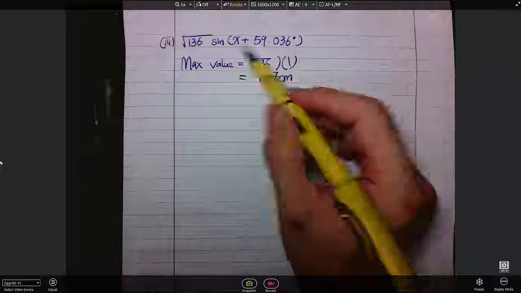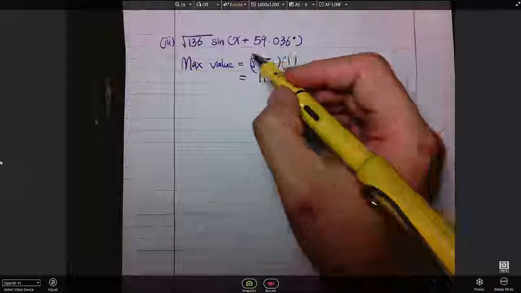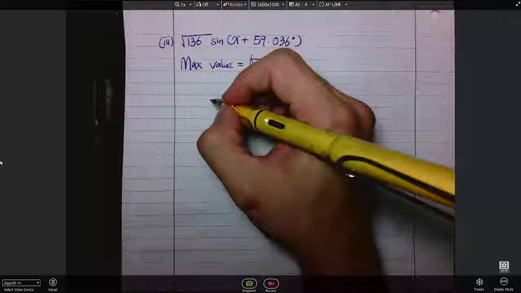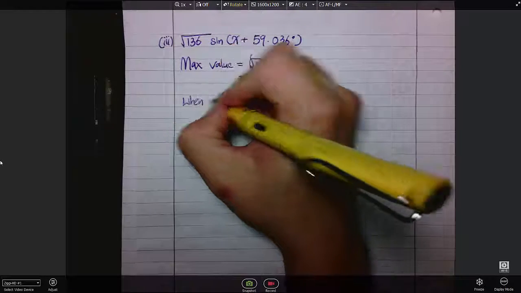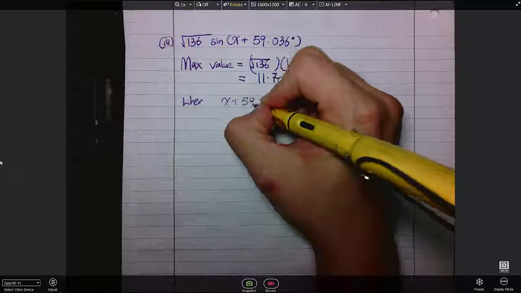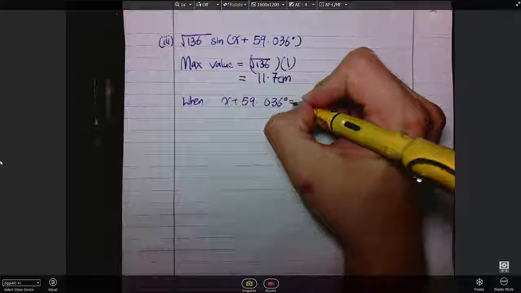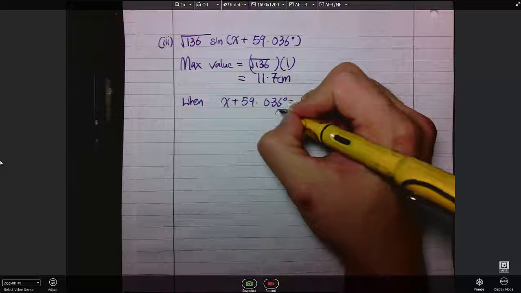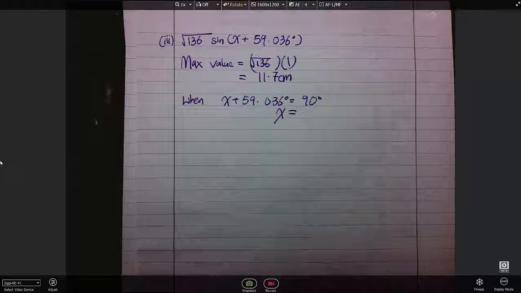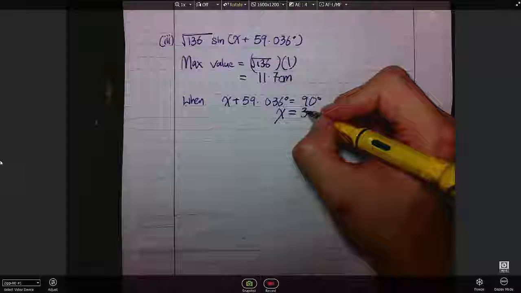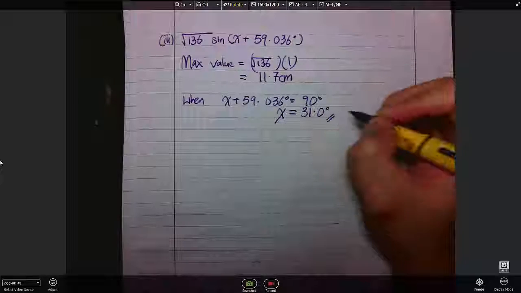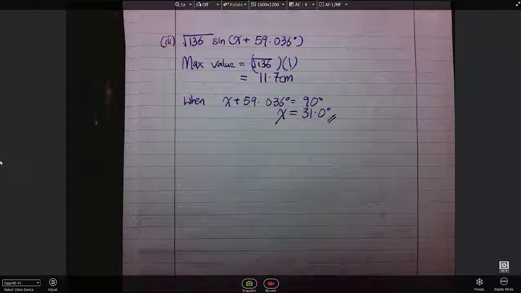And when is the maximum value of this sine function? When you have sine 90. So when x plus 59.036 degrees is equal to 90 degrees. Solving, your x value gives you 31.0 degrees. And that concludes question 5.